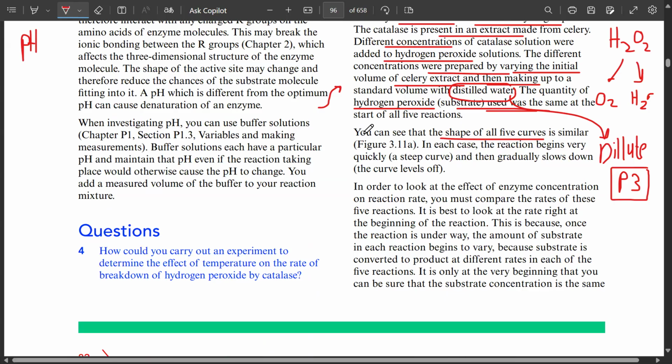What issue were we having yesterday with temperature and pH? That there was a waiting time. Right now there is no waiting time because you have a lot of enzyme. In each case, the reaction begins very quickly as a steep curve, and then it gradually slows down and the curve levels off. In order to look at the effect of enzyme concentration on reaction rate, you must compare the rates of these five reactions, and it is best to look at the rate right at the beginning of the reaction. This is because once the reaction is underway, the amount of substrate in each reaction begins to vary because substrate is converted to product at different rates in each of the five reactions.